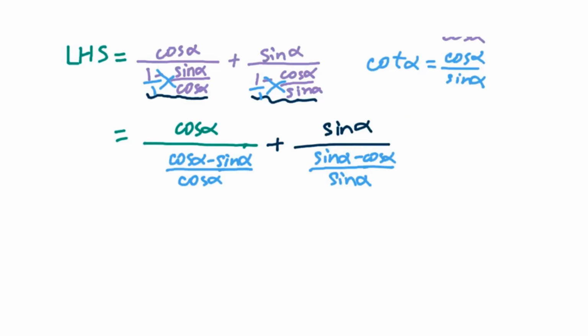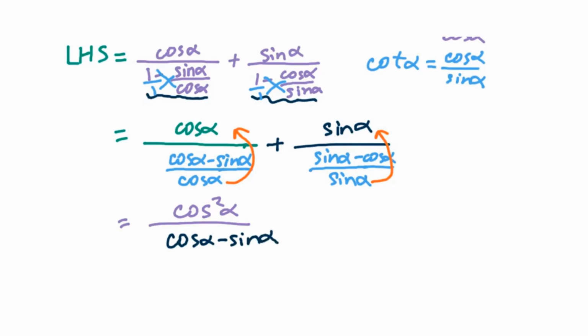This time we have a clear division line. I can flip the denominator. Therefore, I got cosine alpha times cosine alpha, that's cosine square alpha. Denominator will be cosine alpha minus sin alpha. Then plus sin square alpha over sine alpha minus cosine alpha. This is an operation of a fraction. We try to make the same denominator.